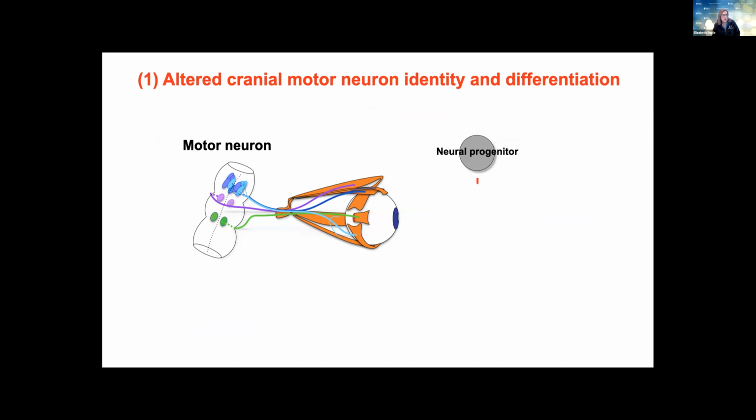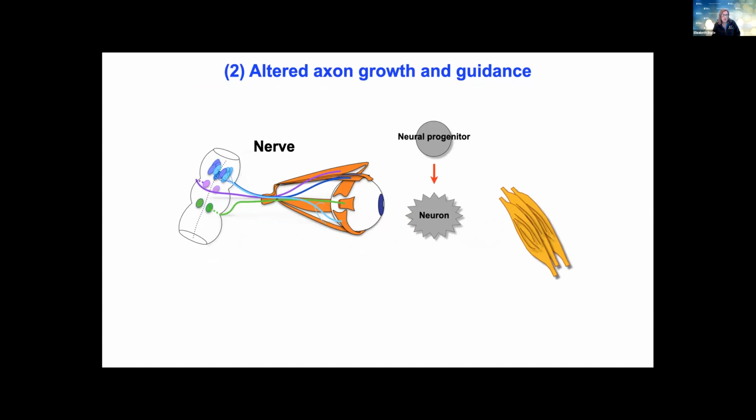The first group includes mutations that alter motor neuron identity or differentiation, and as a result, the motor neuron dies or it's respecified to another identity, and the axons can't innervate the target muscles. The second group of gene mutations cause errors in growth and guidance of cranial axons.